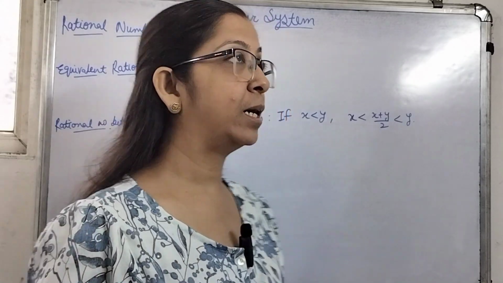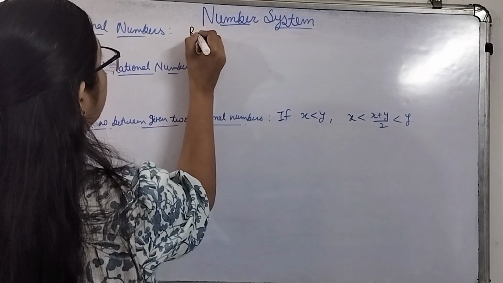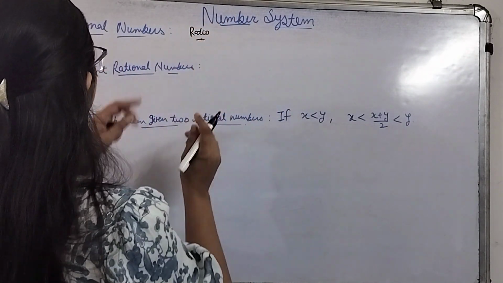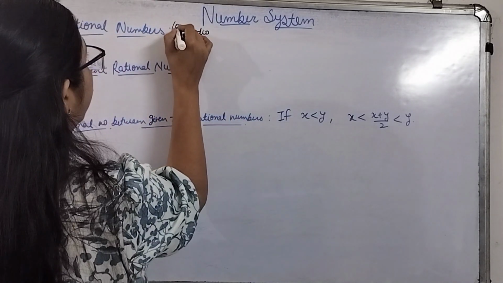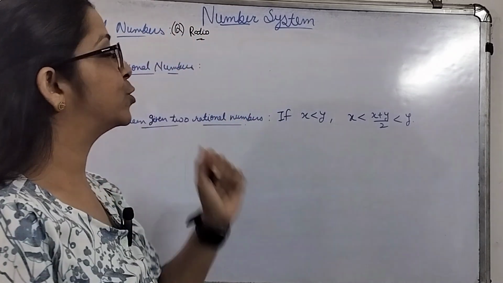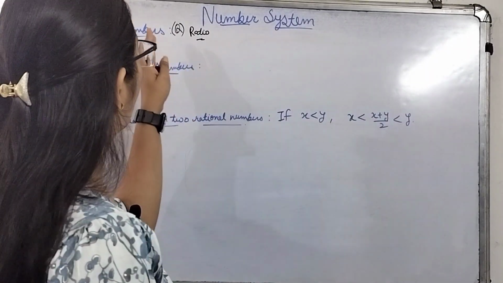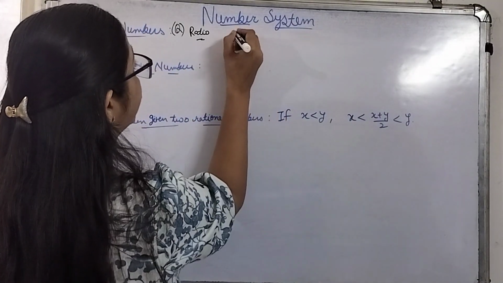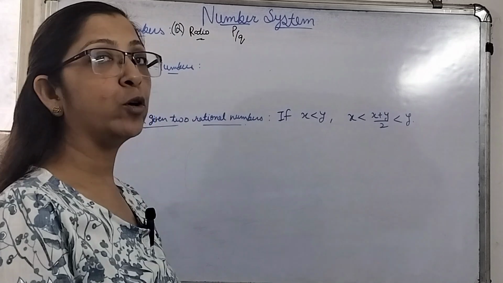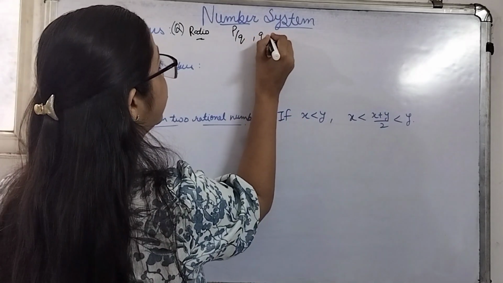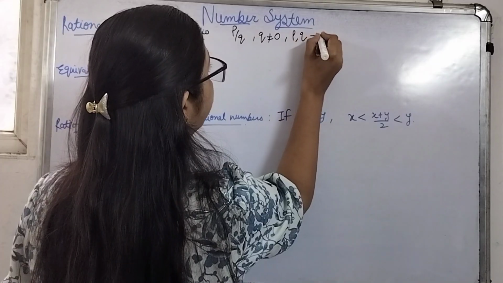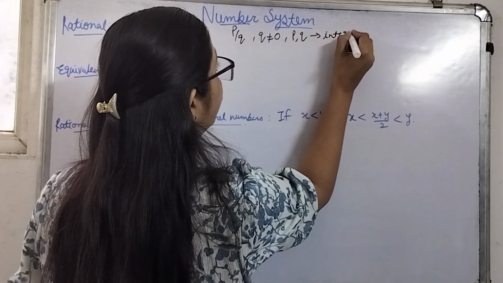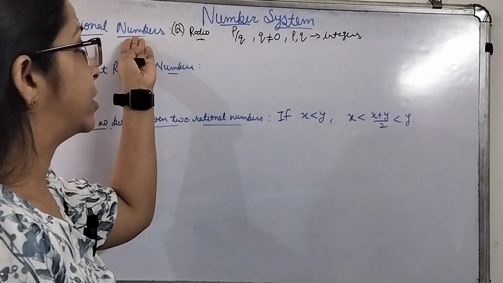The word rational has come from the word ratio. From here the name has come, that is, rational number. Rational numbers are denoted by capital Q, and Q denotes quotient. So all the numbers which can be represented in the form of P upon Q, where denominator Q is not equal to 0 and P and Q are any integers, such numbers are known as rational numbers.